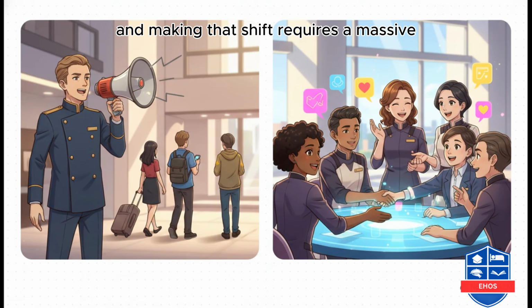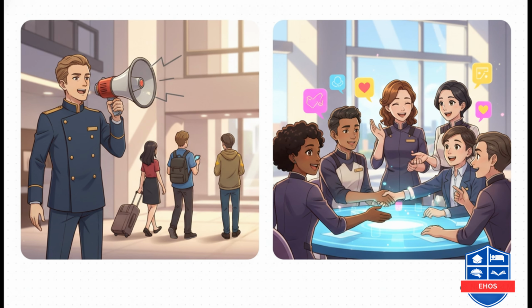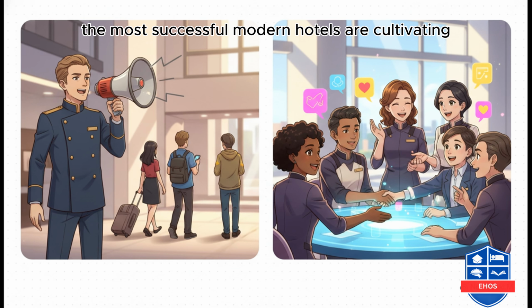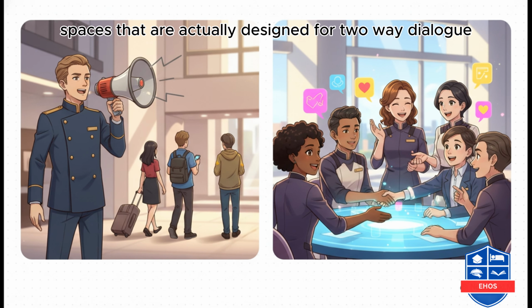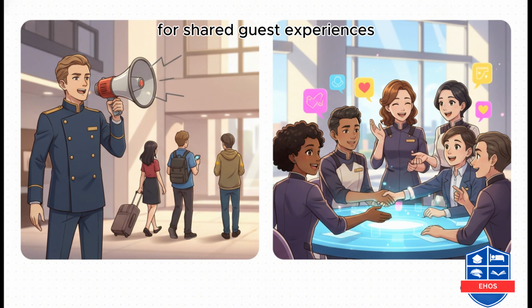And making that shift requires a massive strategic pivot. That old school one-way transactional focus where you just push out promotions, it's completely obsolete. The future is all about community building. The most successful modern hotels are cultivating spaces that are actually designed for two-way dialogue, for shared guest experiences, and for building mutual trust. It's all about long-term relationships now, not just a quick, short-term transaction.